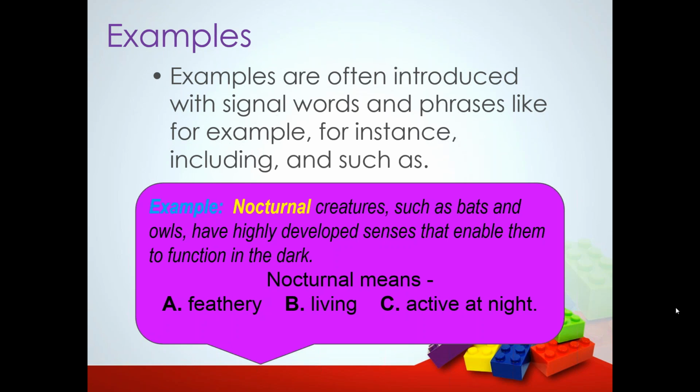So in this case, nocturnal means, and this is an example of how I could get kids involved in responding, they could have ABC cards, and then when I count to 3, they could show me what the word nocturnal must mean. And we would hopefully know that it's not feathery, because a bat isn't feathery, although an owl is. Yes, they're both living, but you don't have to be living just to have highly developed senses.